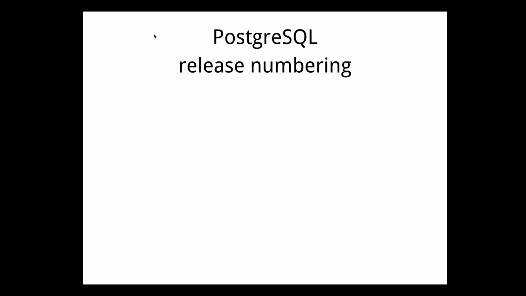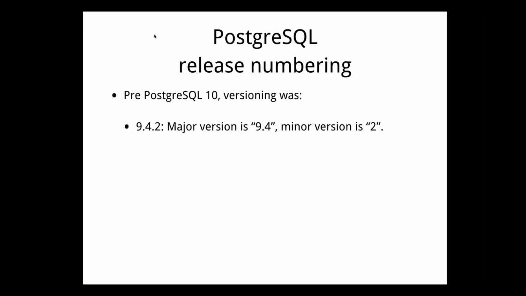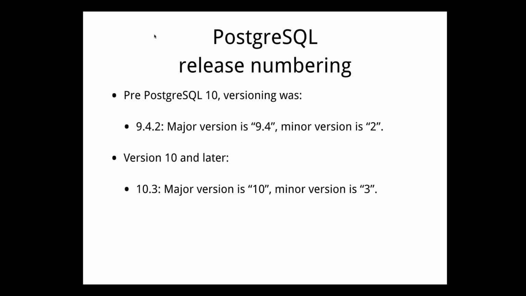Just a reminder that PostgreSQL's release numbering changed. This will probably be the last time I have to put up this slide. Pre-version 10, we used a three-part version number, so 9.4.2. The major version was 9.4 and the minor version was 2 in this numbering scheme. As of version 10, we got rid of that third number, and so in 10.3, the major version is 10 and the minor version is 3. So a jump from 11.2 to 11.3 is a minor version upgrade, not a major version upgrade. But going from 10 to 11 to 12 to 13, those are major version upgrades.